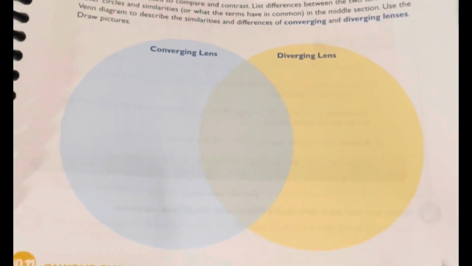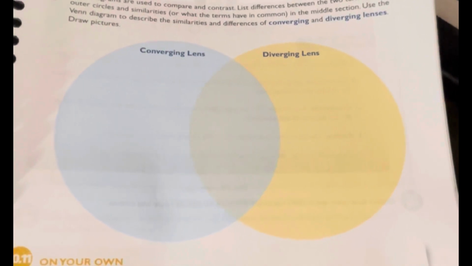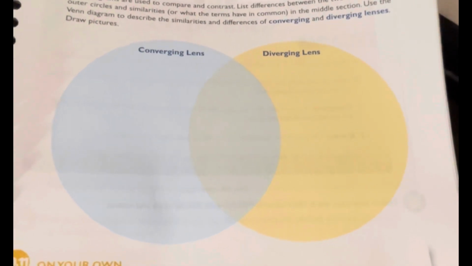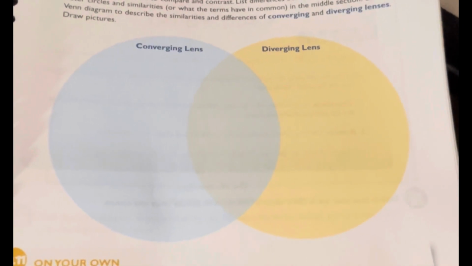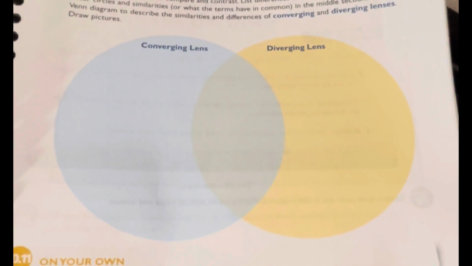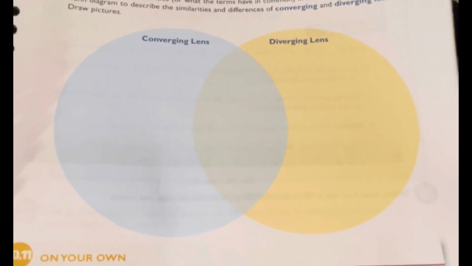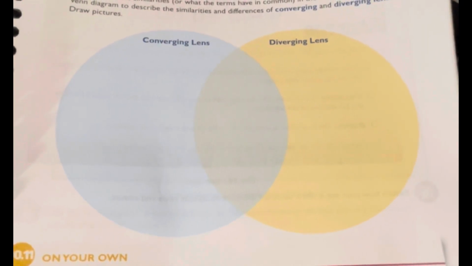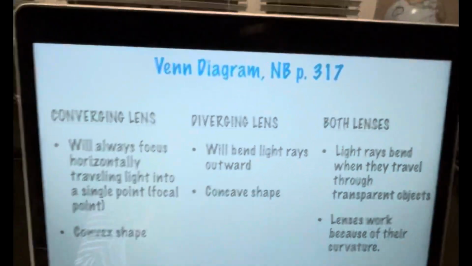All right, just to be a little bit more helpful, Venn diagram on page 317. Venn diagrams are used to compare and contrast. List the differences between the two terms in the outer circles and the similarities, or what the terms have in common, in the middle section. Use the Venn diagram to describe the similarities and differences of converging and diverging lenses. So I went and put together the list.